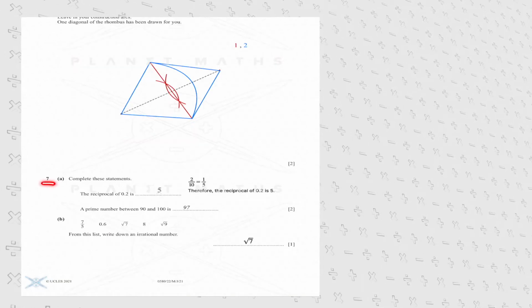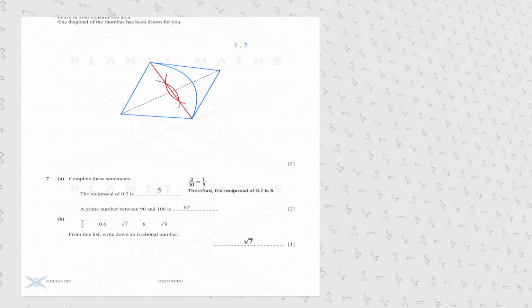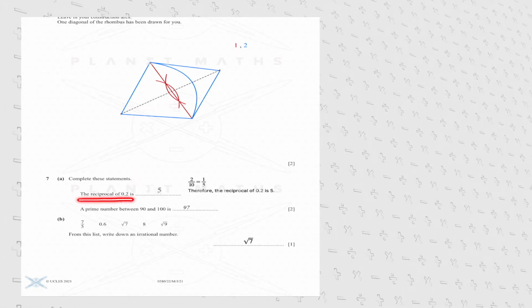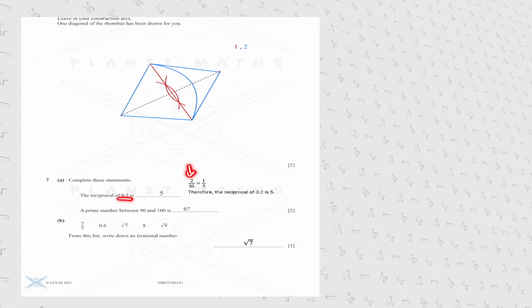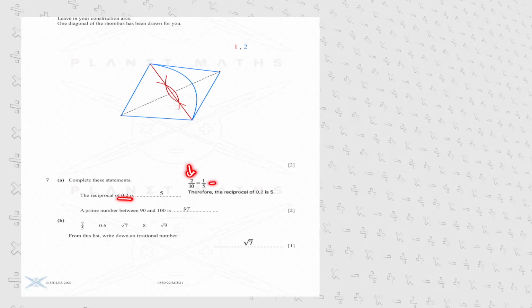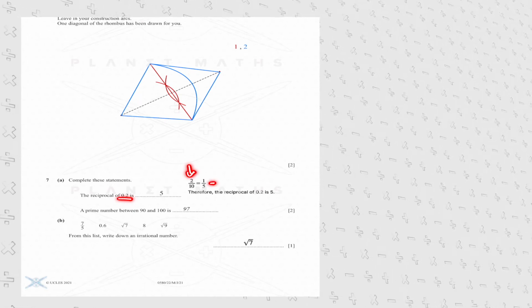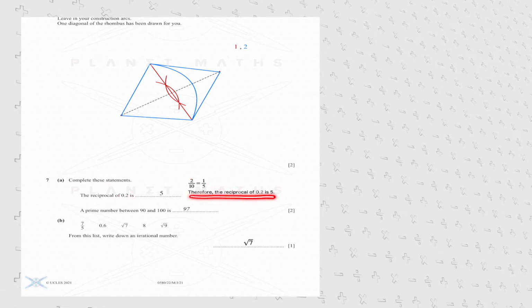Moving on to exercise 7, where in part A we are required to complete the following statements. Firstly, we need to find the reciprocal of 0.2. To find this reciprocal, we can convert the decimal number into a fraction. So 0.2 is represented by 2/10, which can be simplified to 1/5. And now we find the reciprocal by turning the fraction upside down. And therefore the reciprocal of 0.2 is 5.